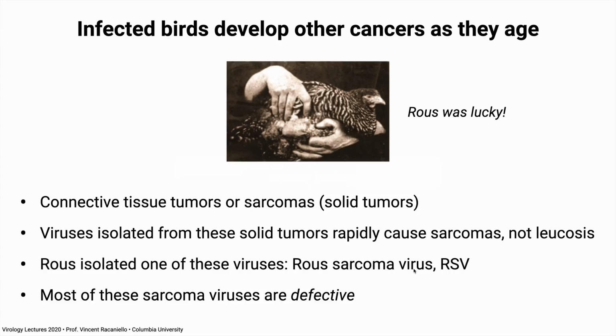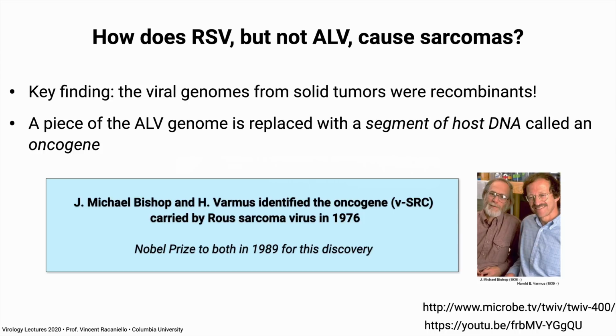And many other people did this subsequently, and they isolated their own sarcoma viruses of chickens, but they turned out to be defective. I will explain what that means in a minute. I just want to put up front here that Rous was very lucky. His virus was not defective. And if it were, it may have been a problem for him, but he was very lucky, and he had a non-defective isolate, whereas many other people had defective ones.